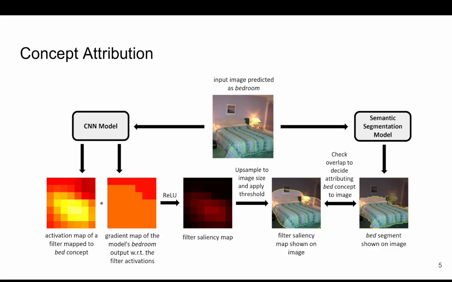Okay? And then we take this filter saliency map and compute the overlap with the identified concept by the semantic segmentation model. If there is sufficient overlap, then only then we conclude that the concept of the bed was important for this model's prediction of this image as a bedroom. It is not just the presence of the bed, it is additionally the gradient maps of the bedroom class.